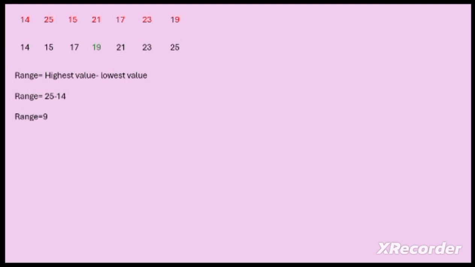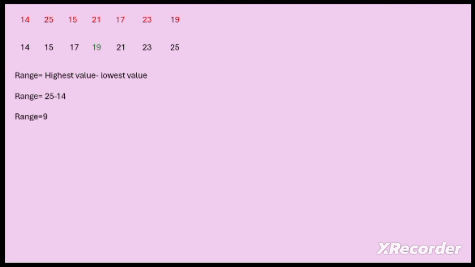So it is super easy to find out the mid value in case of those entries which are in odd number. If the total number of entries is odd, then it is super easy for us to find out the mid value. So the mid value over here is 19. This 19 is lying exactly at the center of the values which we have arranged in the ascending order.